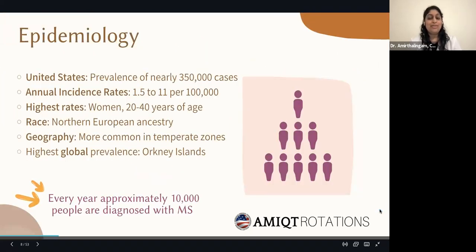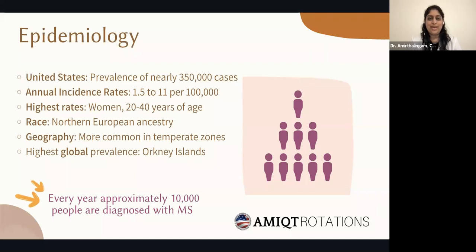So epidemiology: multiple sclerosis actually has a very unique epidemiology. In the United States, the prevalence is nearly 350,000 cases. The annual incidence rate is 1.5 to 11 per 100,000. It's important to note that the highest rate is seen in women, particularly between 20 to 40 years of age. As well, younger children and older adults can also be affected with multiple sclerosis.